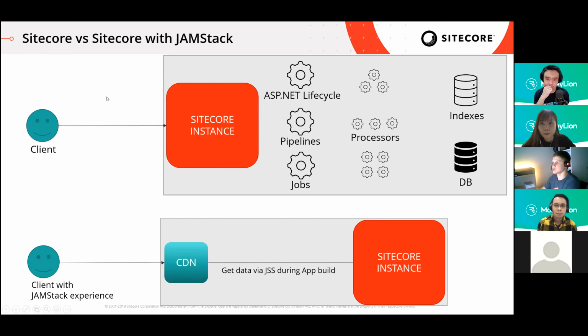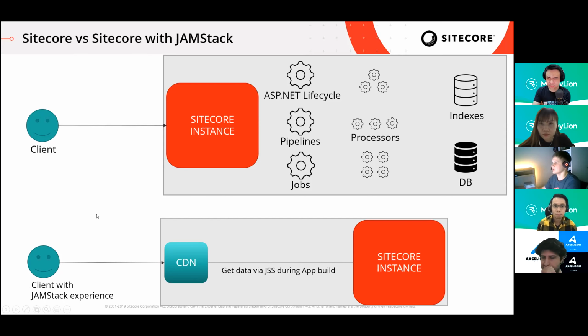And at the top, we can see the first use case where we have a client which uses the native Sitecore instance, but it can be like Adobe or WordPress or anything else. It doesn't matter. And in another example, we have a client with Jamstack experience. And now we will see the difference and which benefits Jamstack actually brings.